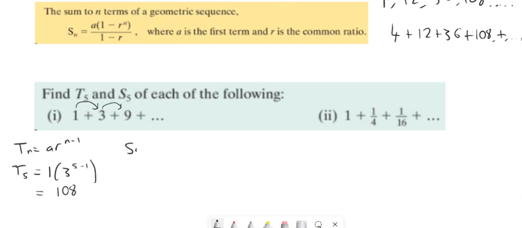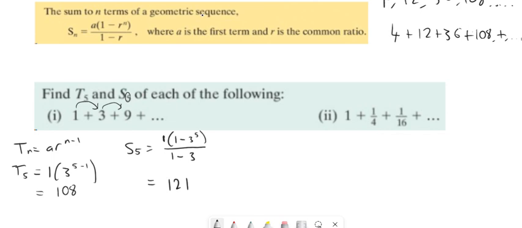If I'm getting S5 though, that's the sum of the first 5 terms. I'm using the formula up there in the orange box. So A is 1, then inside the bracket I do 1 minus R, which we said was 3, to the power of n, so to the power of 5, all over 1 minus R, so 1 minus 3 on the bottom. Using the calculator is probably the easiest way of figuring all that out.